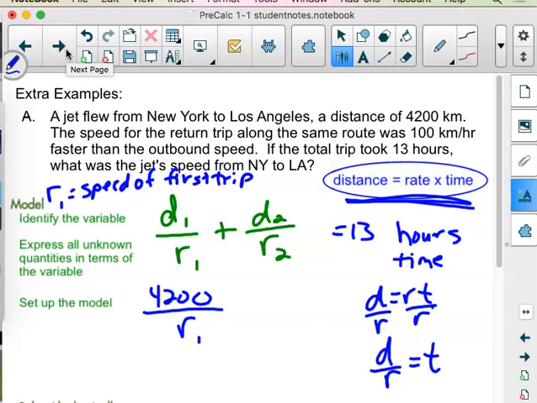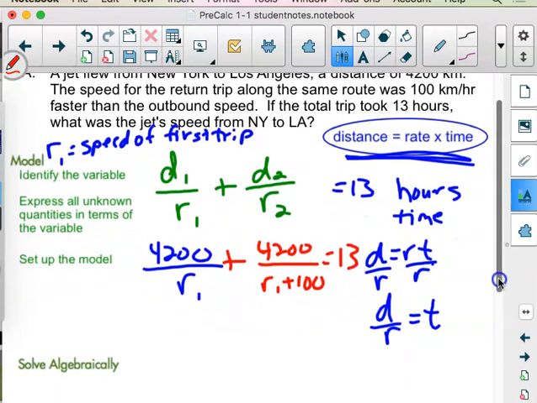Now I really don't want any more variables, so I want to try and use that one for the rest of this equation. So there's the first trip. I need the second trip to add to that to give me the 13. And it said the speed for the return trip, and I realized, oh, it's exactly the same distance. That's 4,200. So now I just need to know, did they go faster? Did they go slower? What happened there? And I see the speed for the return trip along the same route was 100 kilometers faster than the original. Well, remember, the first trip was r sub 1. So this is going to be r sub 1 plus 100.